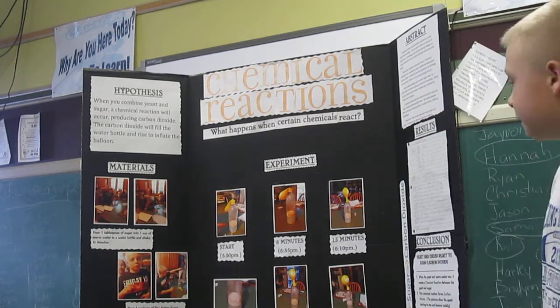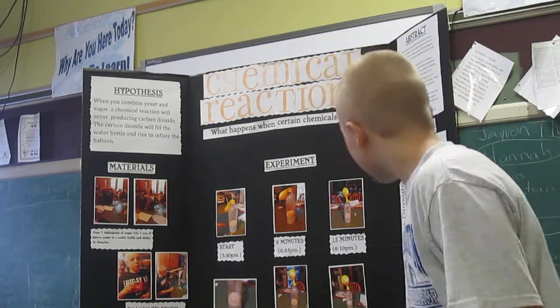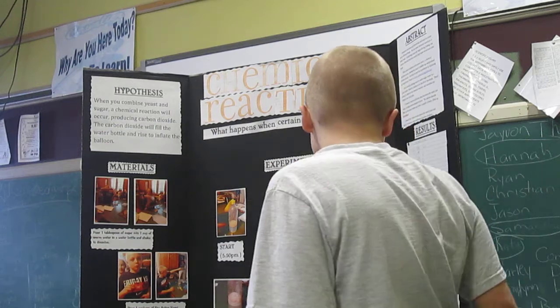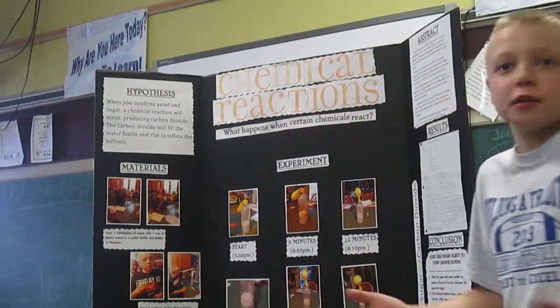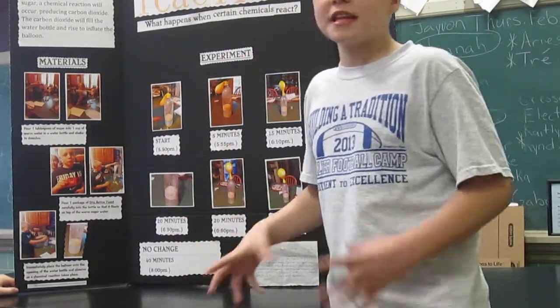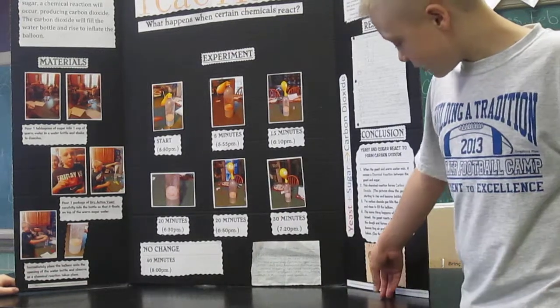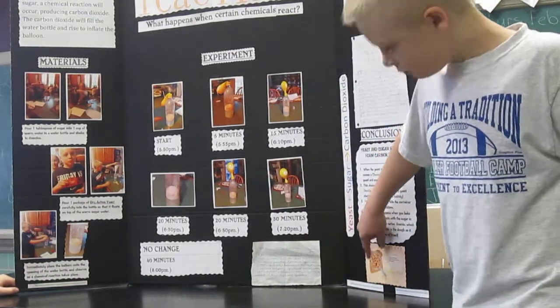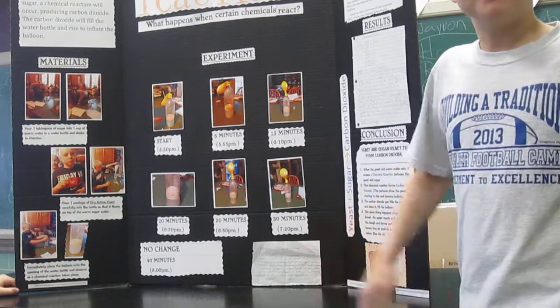Very good. And what was your conclusion? My conclusion was yeast and sugar react to form carbon dioxide. And then, as it's happening in here, the same thing happens in a piece of bread. And it makes the things in the bread, I guess.